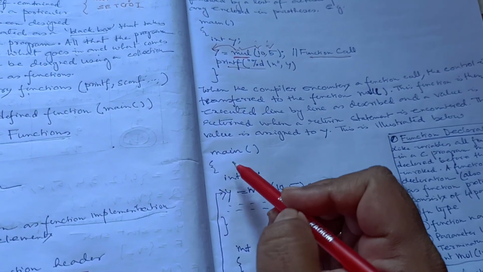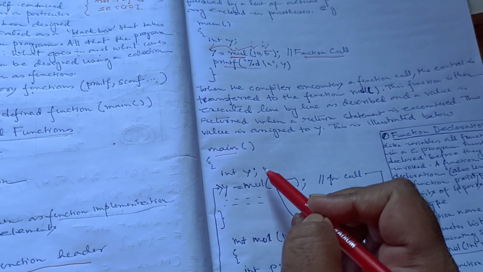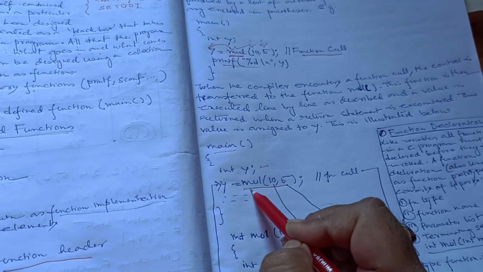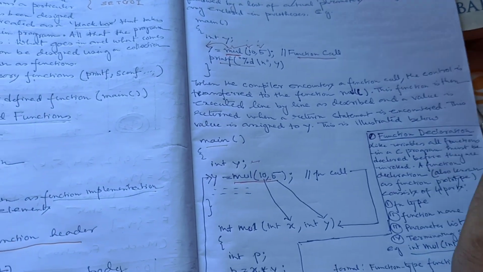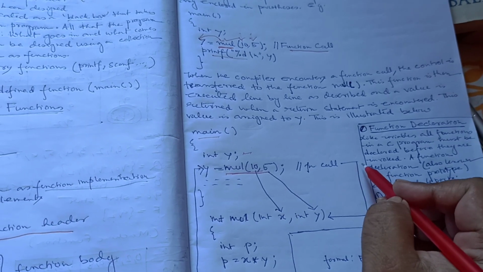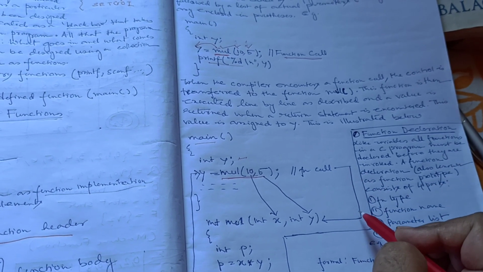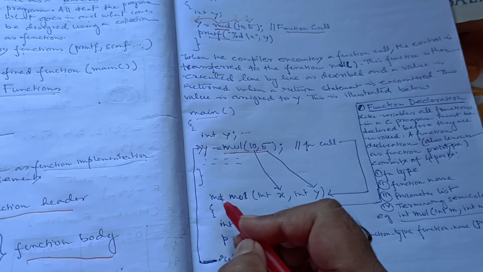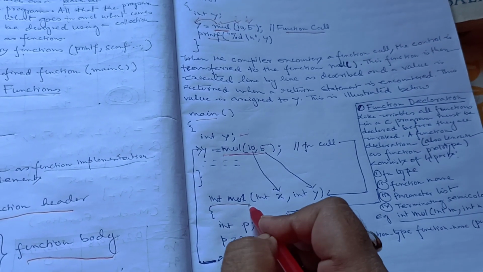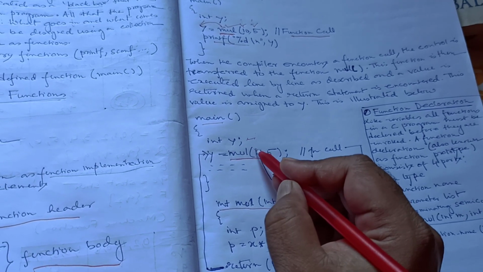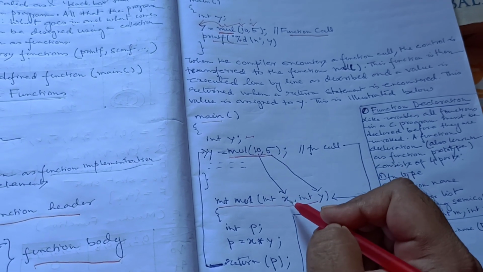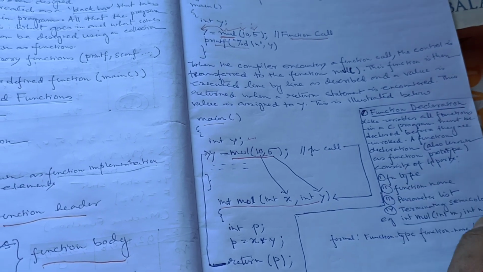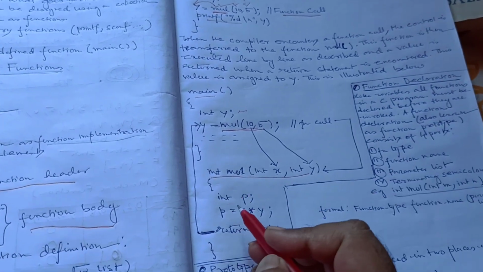This is the main function. I have declared a variable. Now I am calling the function mal(10, 5). Whenever I call, the control is transferred to the function mal. Now in this mal function, the actual value 10 is assigned to x and 5 is assigned to y. Now what happens?